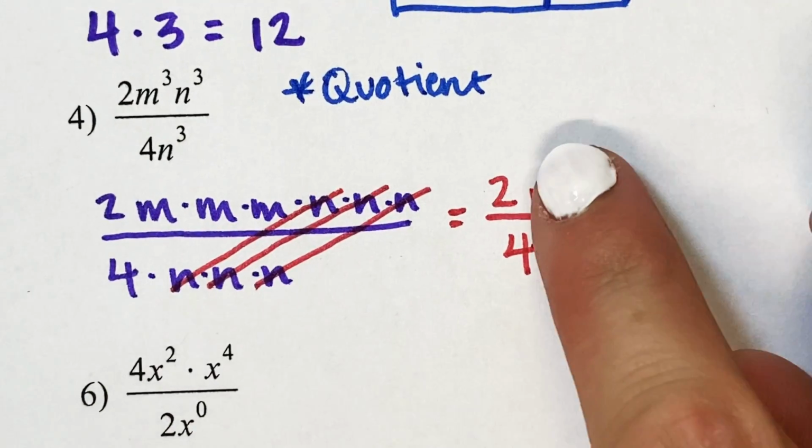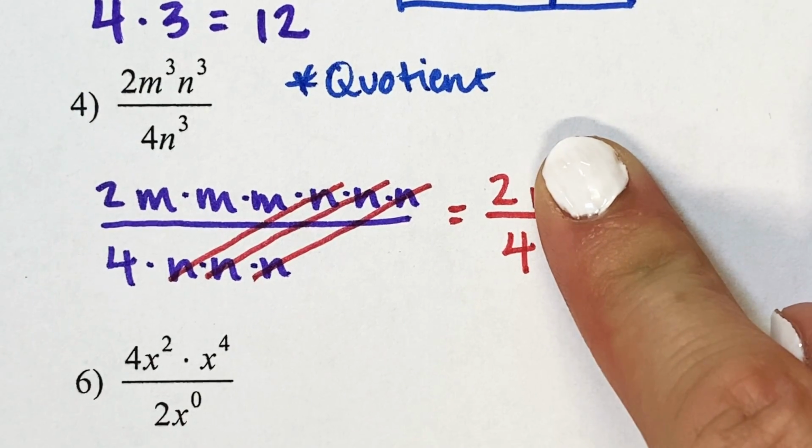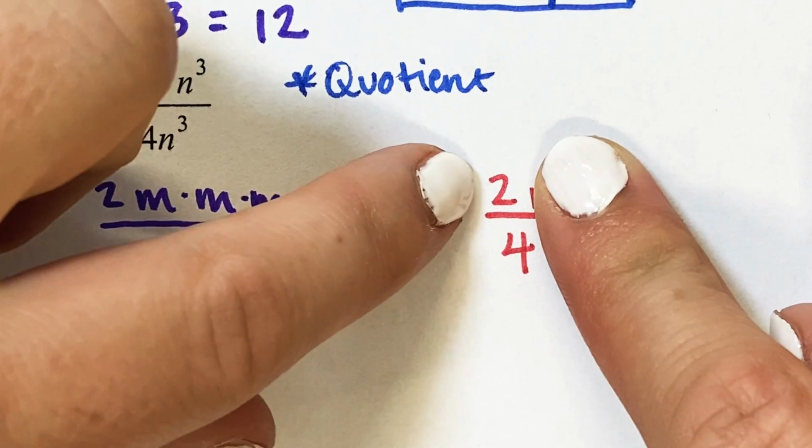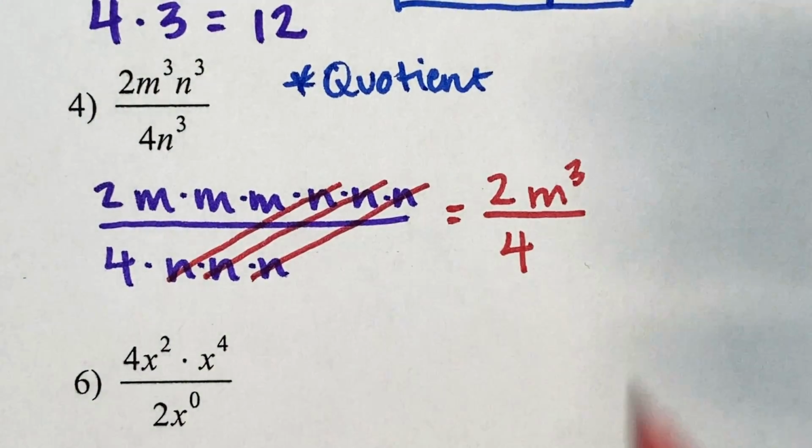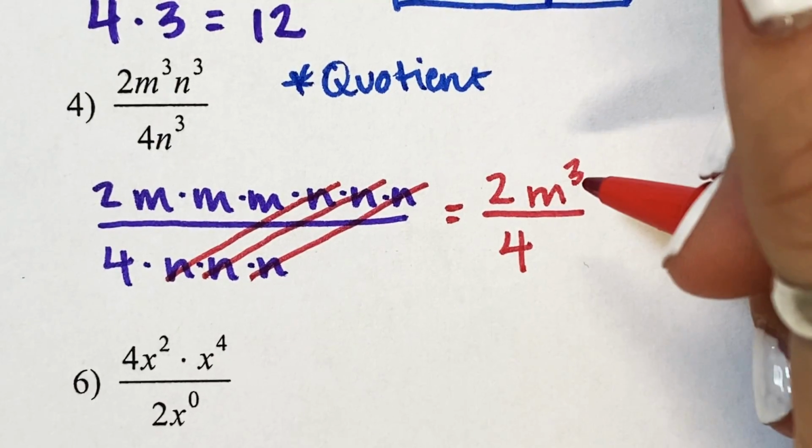Okay, I want you guys to look at just the 2 over 4. Okay, can we reduce 2 over 4? Meaning, is there a number that goes into both 2 and 4? Yep, there is. There's 2.